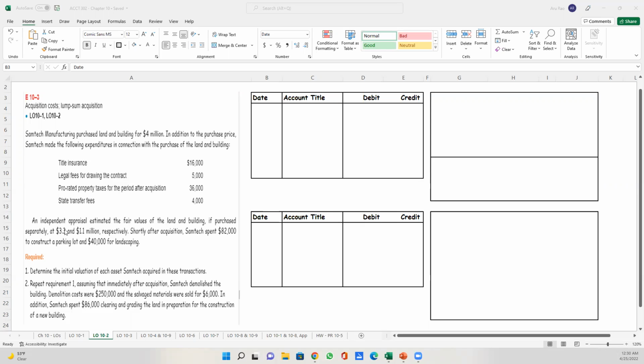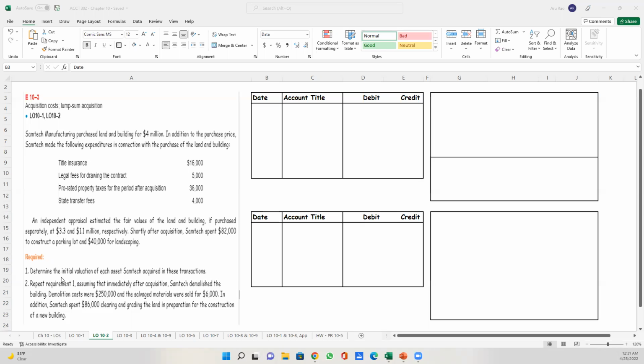Then they tell us an independent appraisal estimated the fair value of the land and building if purchased separately as follows. Land is 3.3 and building is 1.1 million. Shortly after acquisition, the company spent $82,000 to construct a parking lot and $40,000 for landscaping. So lots of information given over here.